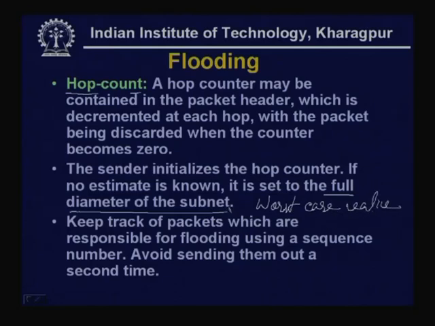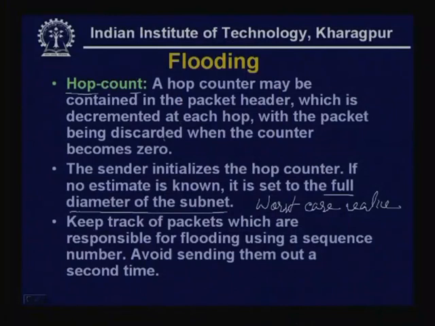So, if no other value is known and the counter is set with some worst case value, then after each hop that count value is decremented by 1, and whenever it becomes 0, that particular packet is discarded. It is no longer forwarded, and as a result the number of packets will not increase alarmingly. So, this is a very important feature, and this hop count helps us to minimize the number of packets under flooding condition.